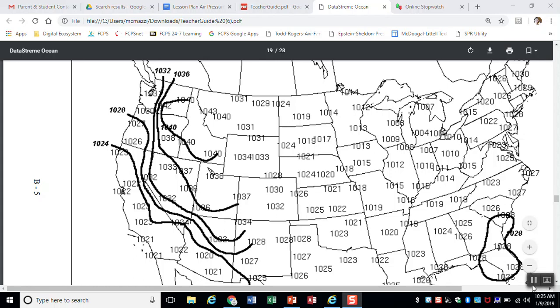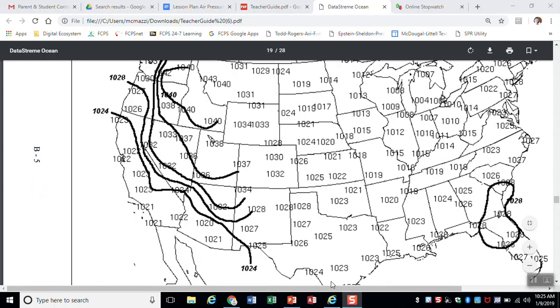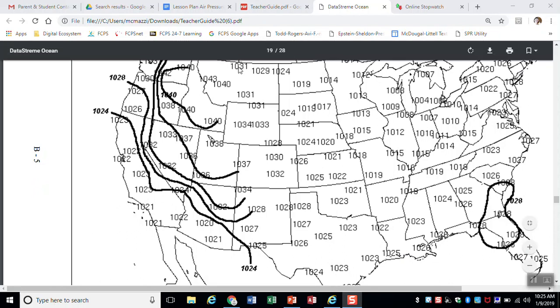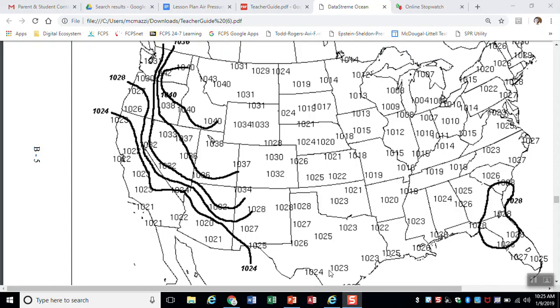Now, question number 6 says, the highest reported pressure is 1043 millibars in what city? Is it in Missoula, Montana, up in this region here, or is it in Texas, in Dallas, Texas, down here? Circle the correct answer. Question 7. The map analysis utilizing the conventional 4 millibar interval between isobars will require the drawing of isobar ranging from 1008 to what? 1040, 1042, or 1044.